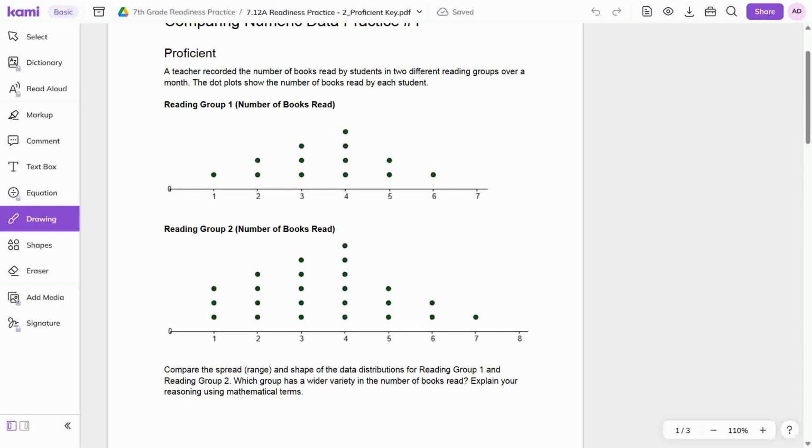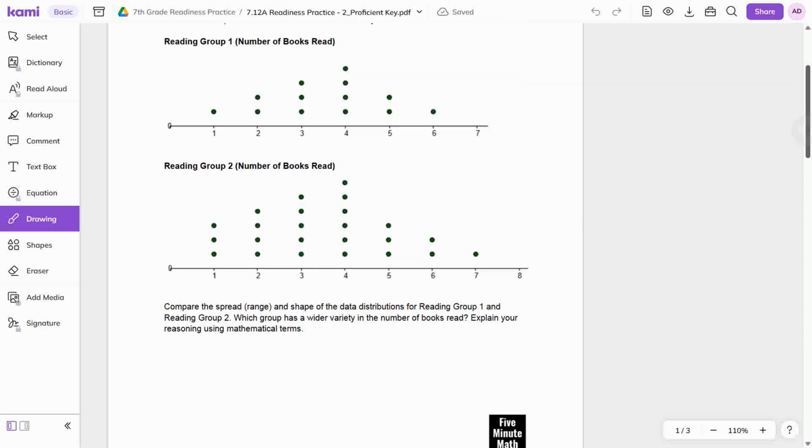So we've got two different reading groups, and we have the number of books that they've read each month. Reading group 1, reading group 2, they look very similar, but there are some slight differences. Down here underneath, we have a few questions. So we're going to compare the spread. Spread is how far apart, and that can either be the range or the interquartile range. Here we're looking at the range.